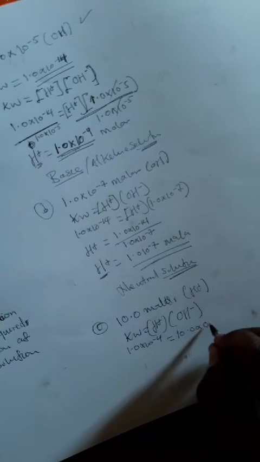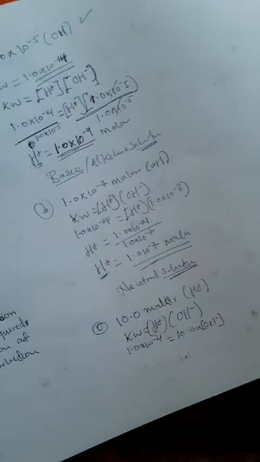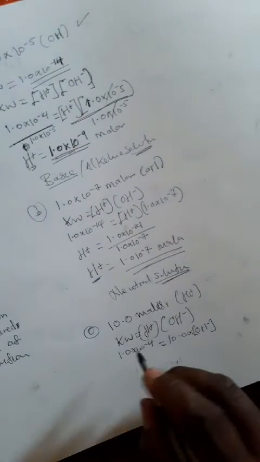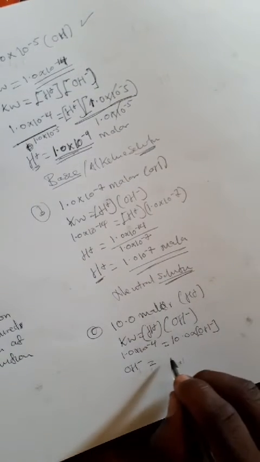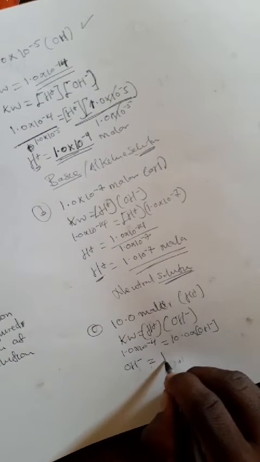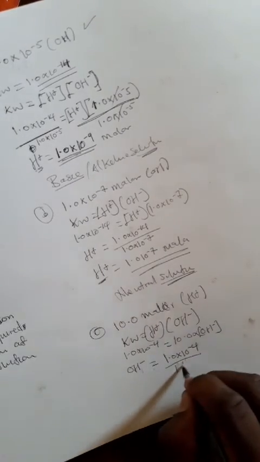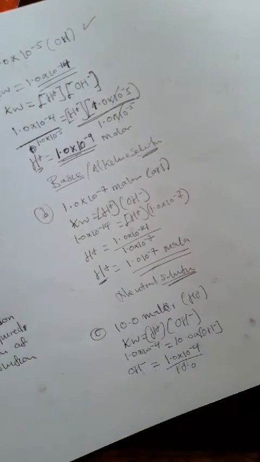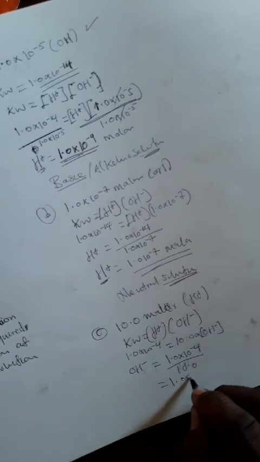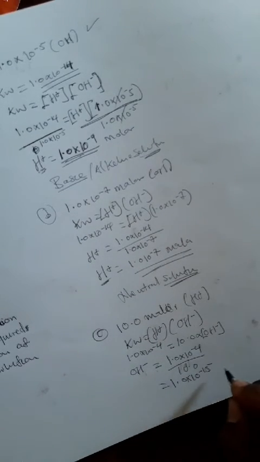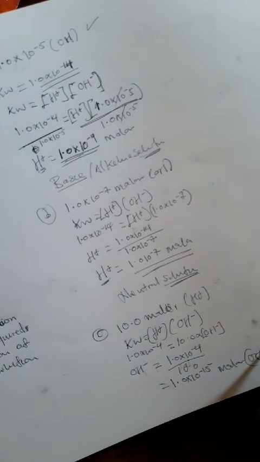then times OH negative. In this case, we're going to make OH the subject of the formula. So OH minus is equal to 1.0 times 10 to the power negative 14 over 10.0. So let's use the calculator. That is 1.0 times 10 to the power negative 15. So this is the molar concentration of hydroxide ions.